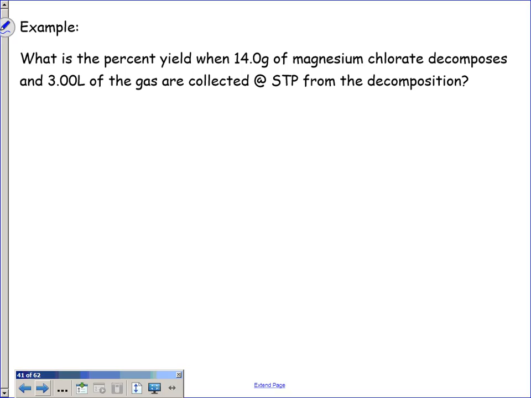Let's go ahead and process how we apply this to a situation in the lab. So, question, what is percent yield? Stop. What is the formula for percent yield?